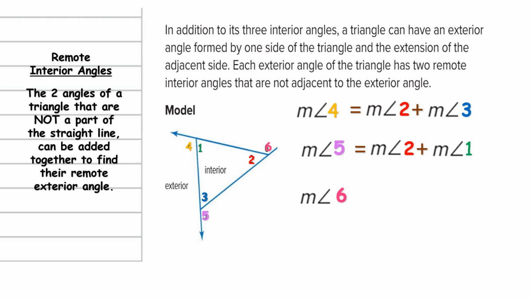And then when we look at 6, write down what you think the two remote interior angles are that you would add together. So hopefully, looking at 6, knowing that 2 makes a straight line with it, therefore they're remote, not connected to it, interior angles, you wrote down that you would add the measurement of angle 3 and the measurement of angle 1. Now you could have flip-flopped them and put the measurement of angle 1 plus the measurement of angle 3, right? But we're looking at remote interior angles to find the one exterior angle.